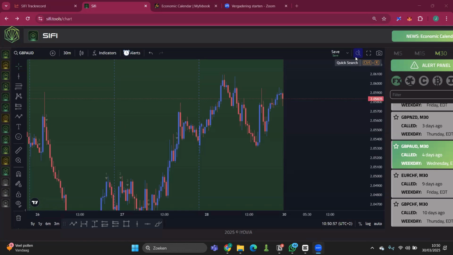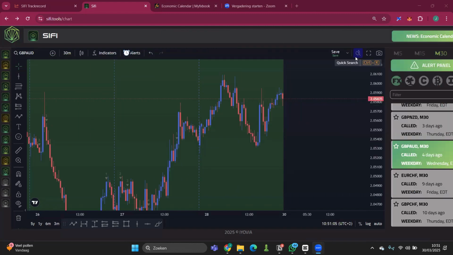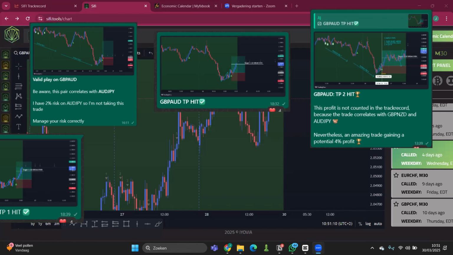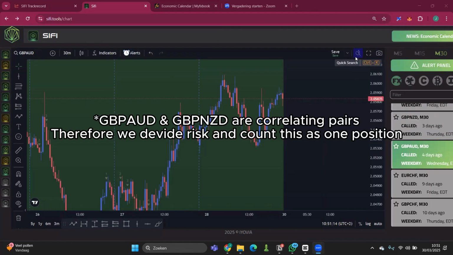This week we had a few trades. We had AUD giving us a 0.78% profit, as you can see right here. We had GBP AUD giving us 4% profit. At the same time, we had GBP NZD over here giving us 4% profit. Of course, we didn't count both because they are correlating pairs.